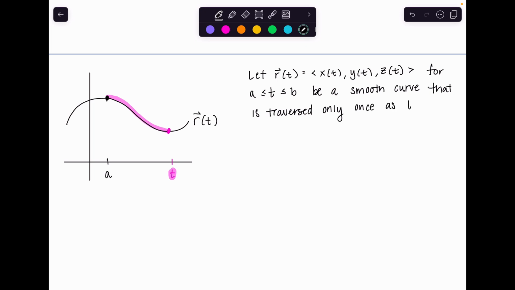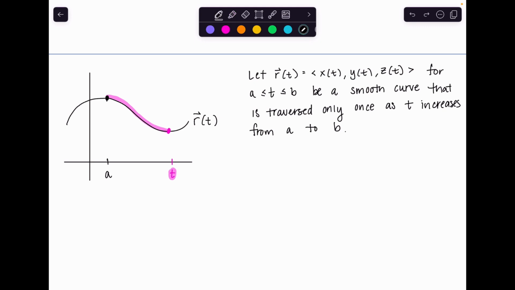As t increases from A to B, traversing only once basically guarantees you're not in that case of the unit circle, because you go around once, that gives you the arc length. But if you go around twice, it's going to double that. So you want to make sure that the graph isn't just repeating itself over and over.